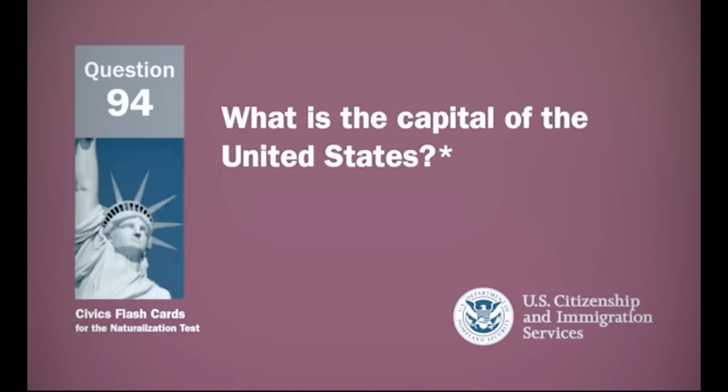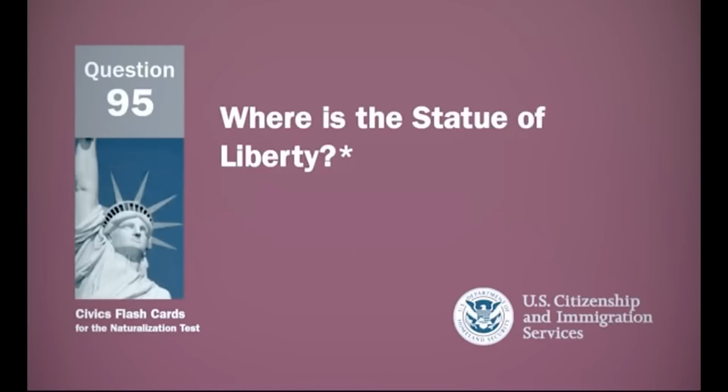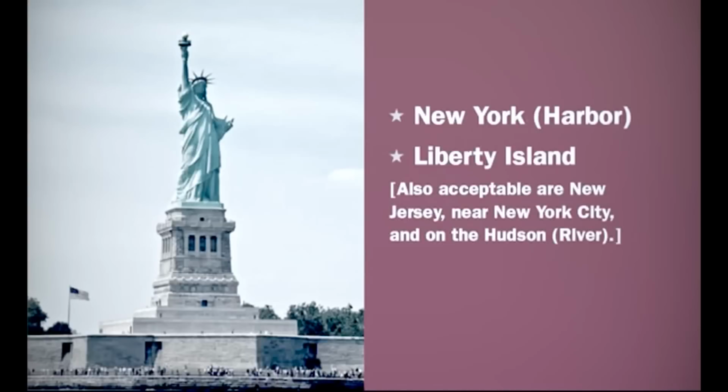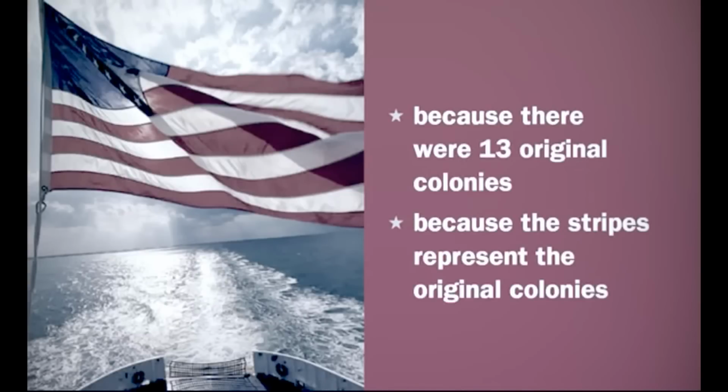What is the capital of the United States? Washington, D.C. Where is the Statue of Liberty? New York Harbor, Liberty Island. Also acceptable are New Jersey, near New York City, and on the Hudson River. Why does the flag have 13 stripes? Because there were 13 original colonies. Because the stripes represent the original colonies.